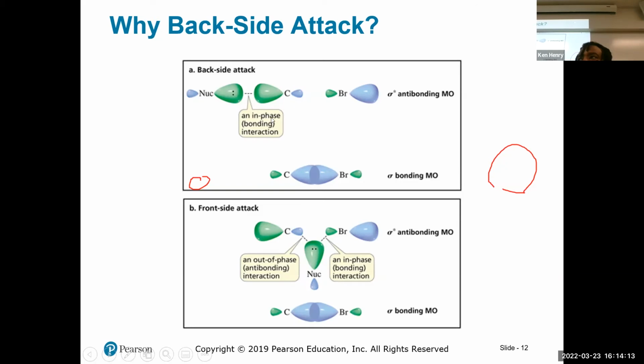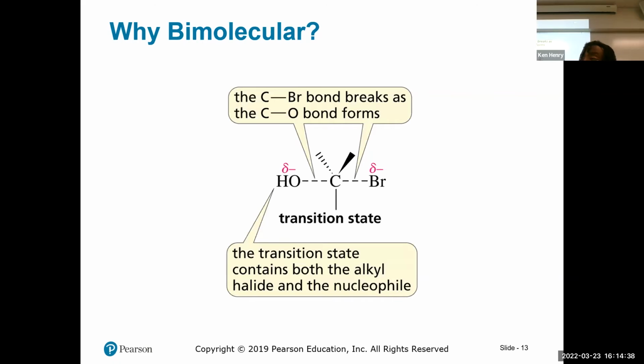Okay, so here, less work. It's a lot easier to attack just that carbon from this side, rather than messing with this guy entirely, that's out of phase. This carbon would be out of phase on this side, but this guy would be in phase. Okay, why bimolecular?